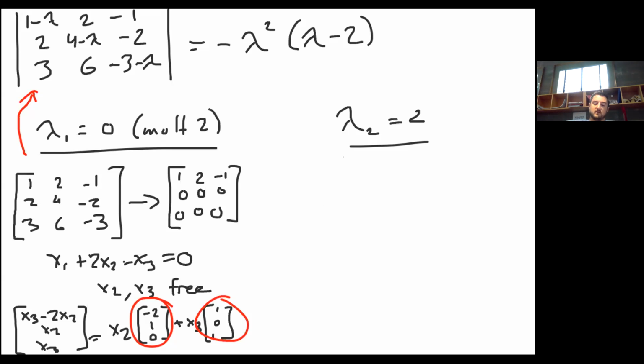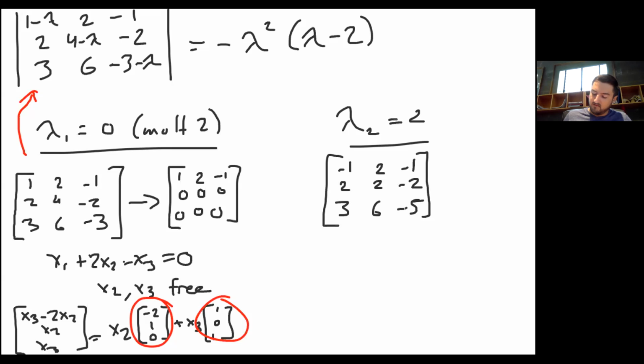Do a similar thing for lambda being 2. I'm going to consider then the matrix -1, 2, -1; 2, 2, -2; and 3, 6, -5. I take the time to row reduce this matrix, and it's going to end up being 1, 0, -1/3; 1, 0, -2/3; 0, 0, 0.